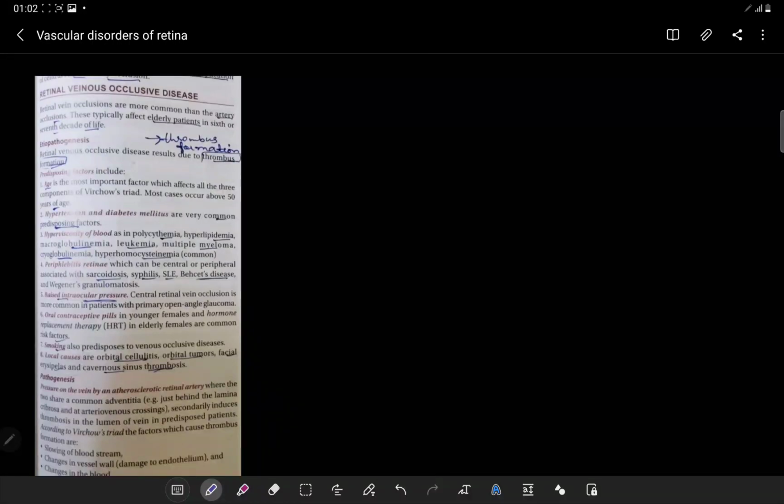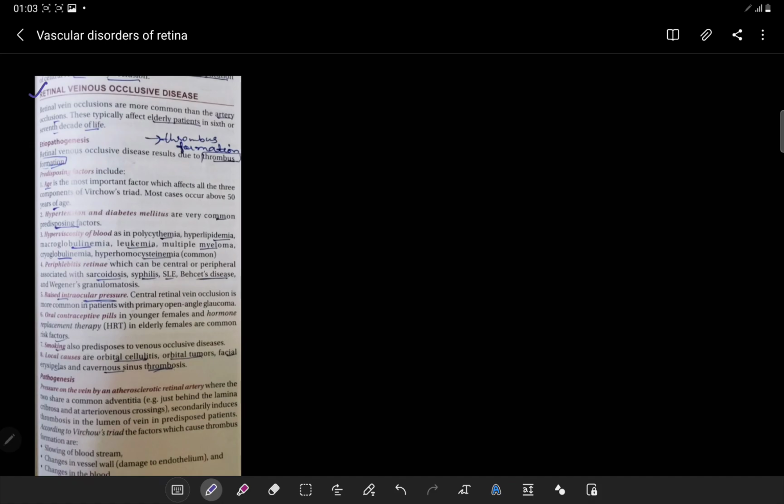Hey everyone, we are going to start with the new important vascular disorders of the retina. We have discussed hypertensive retinopathy. Now we are going to discuss retinal vein occlusive disease. Retinal vein occlusions are more common than artery occlusions.